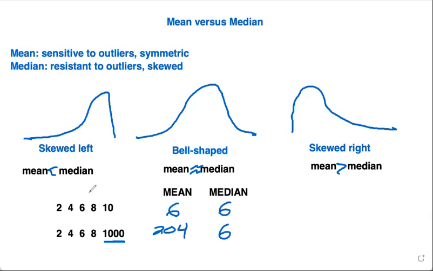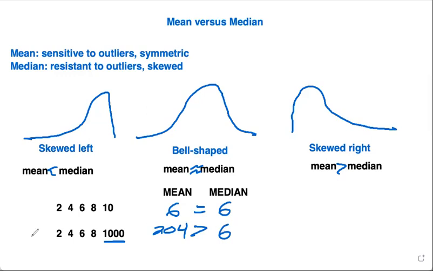Lastly, 2, 4, 6, 8, 10 is very regimented. It's very symmetric, so it's no surprise the mean and the median were equal to each other here. For 2, 4, 6, 8, 1,000, you could consider this skewed to the right because all the data is clumped together on the left, 2, 4, 6, 8, and it skews off to the right. If I draw an arrow from mean to median pointed to the right, I can see the mean is greater than the median.